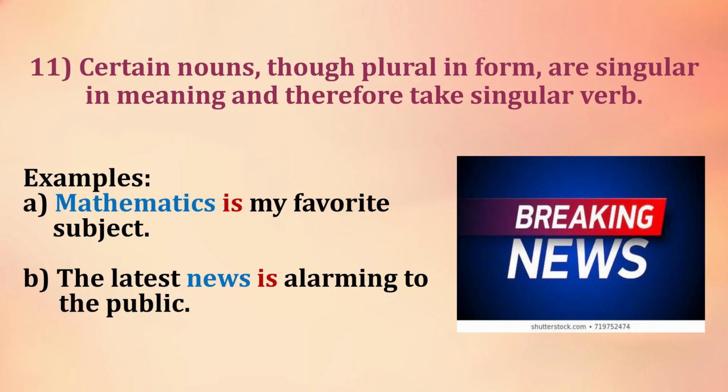Rule number 11. Certain nouns, though plural in form, are singular in meaning and therefore take a singular verb. For example, mathematics is my favorite subject. Here mathematics is the subject and it looks like plural but actually it is a singular word. So singular verbs are usually used with nouns that are plural in form but singular in meaning. Second example, the latest news is alarming to the public. Here news, it looks like plural but actually it is a singular noun.